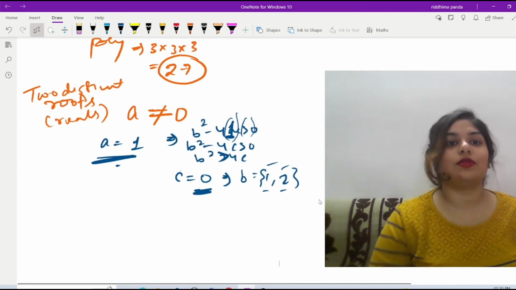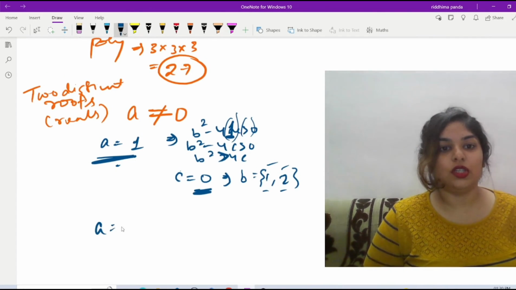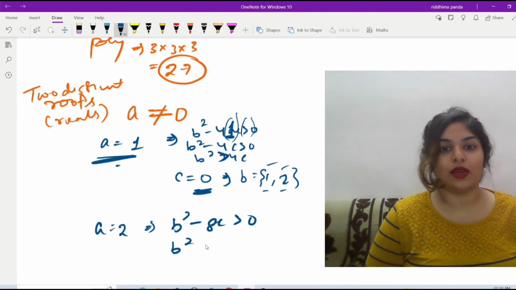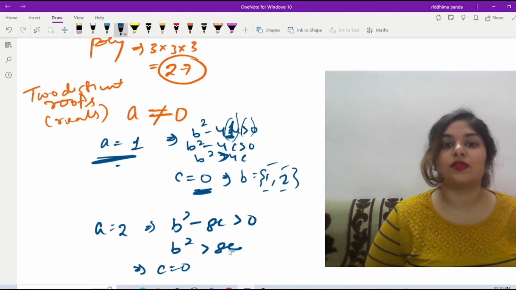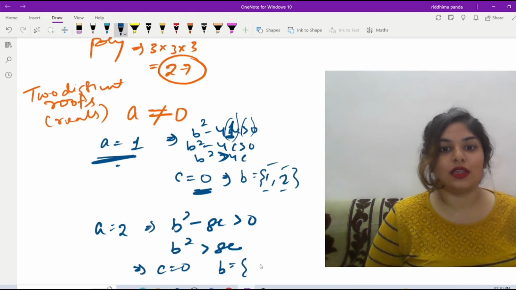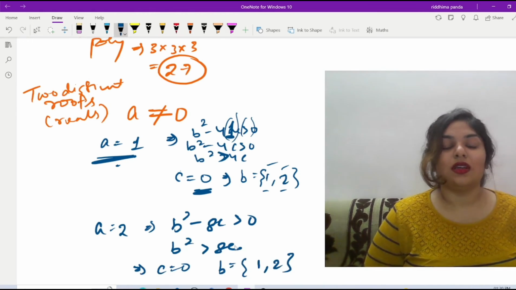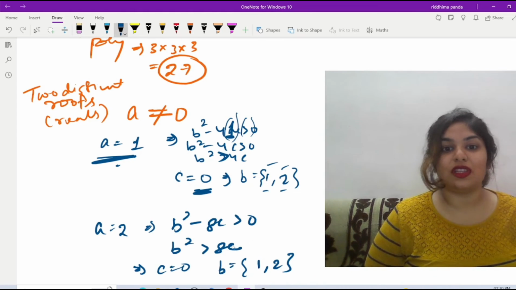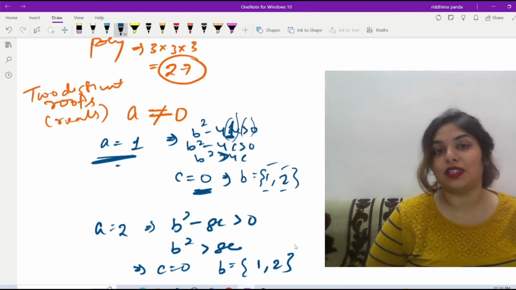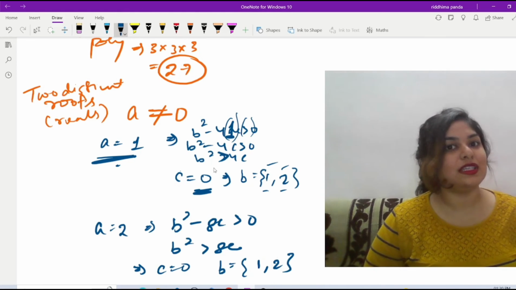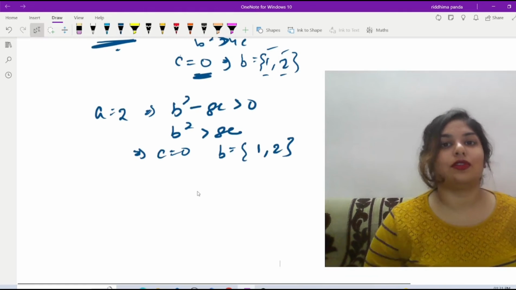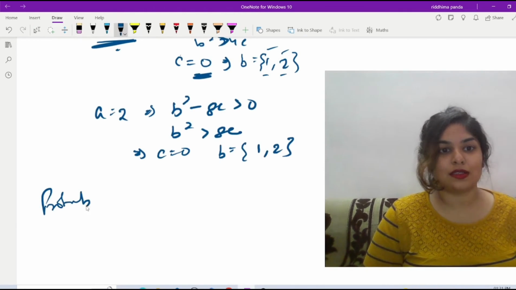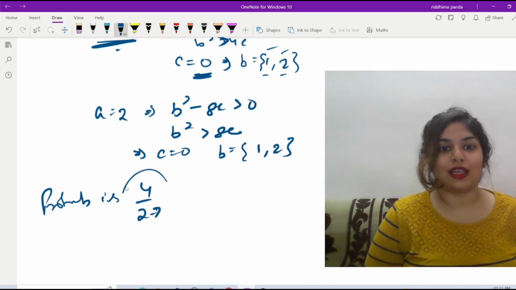Next is if a is equal to 2, then b square minus 4 twos are 8c greater than 0. So b square greater than 8c. Again here c is equal to 0 because b square has to be greater than 0. So b will be either 1 or 2, because for any value of c greater than 0, that is if c is 1 or 2, then b should be greater than 2, which is not possible. So what are the possibilities here? There are 4 possibilities for the roots to be real and distinct. So that means the probability is 4 by 27, and that is the answer.